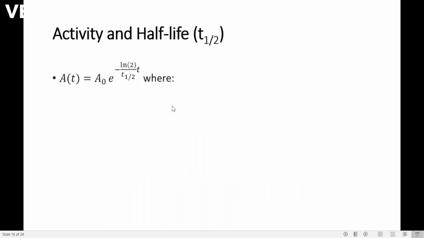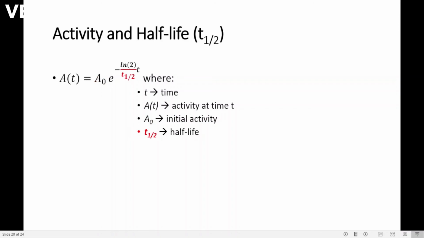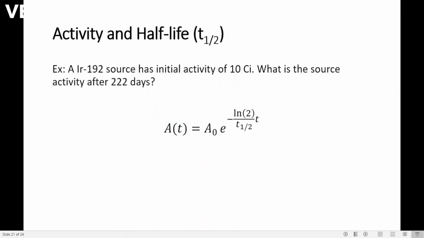This equation here relates the initial activity, half-life, and time. With this equation, we can calculate the activity of a sample of a source at any time. We just need to have the initial activity and the half-life. So t is the time, A(t) is the activity at time t, A0 is the initial activity, and T half is the half-life.